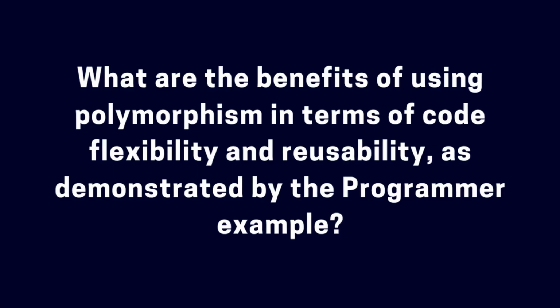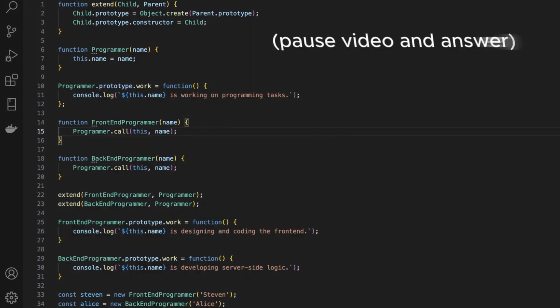What are the benefits of using polymorphism in terms of code flexibility and reusability, as demonstrated by the programmer example? Polymorphism increases code flexibility and reusability by allowing objects of different types to be treated through a common interface. In the programmer example, it means that you can call the same method, in this case the work method, on any programmer object without worrying about its specific type, making the code simpler and easier to extend with new types of programmers.